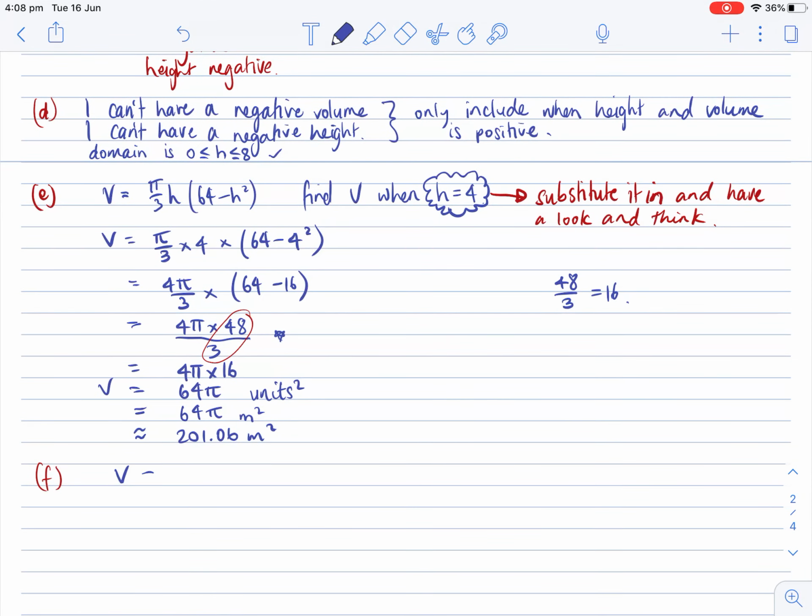Okay, I'm going to stop there because the screen's frozen and I can't do any more. Part G, I can't remember what part G was, but I'll have a look at that one in class. All right.